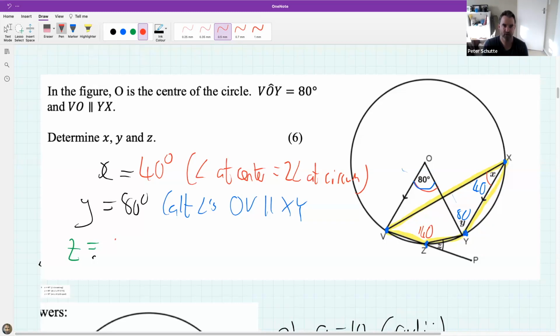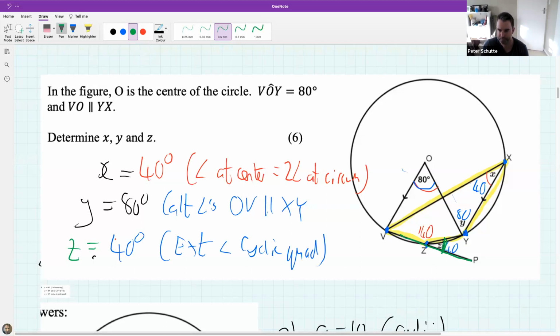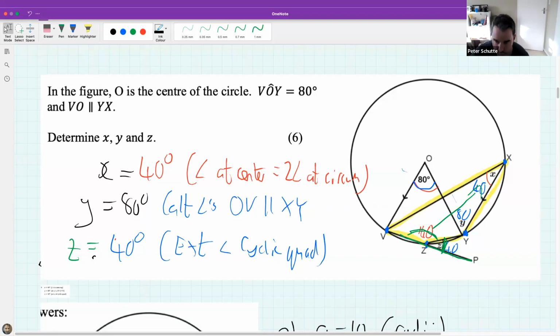So Z, because of angles on a straight line, you would say Z is 40. Yes. Another way of saying this is to say Z is 40 because it's the exterior angle of a cyclic quad. Now, it's a very weird cyclic quad, but think about this line. This line goes straight. So this is an exterior angle. Here's the interior angle. What's opposite this 140? It's that one up there. That's why those are in relationship. And so we say that Z is 40.